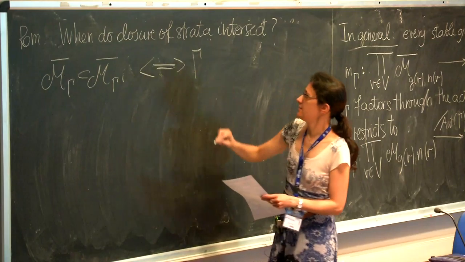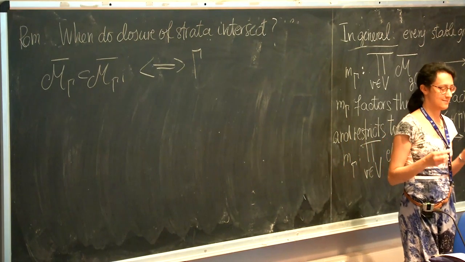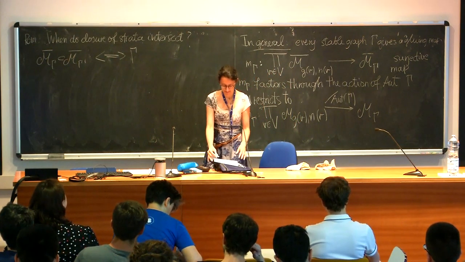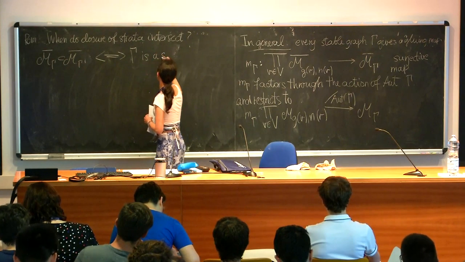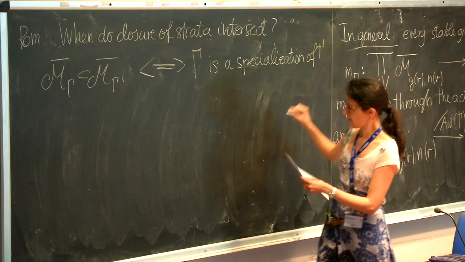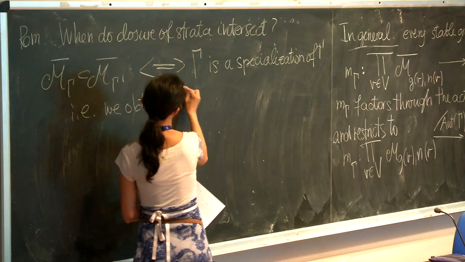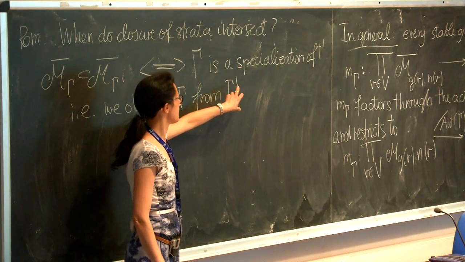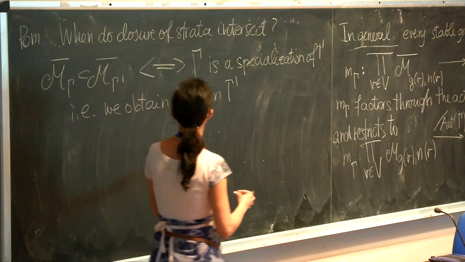Well, the idea is that if one looks at the combinatorial data, this means that the graph gamma is more complicated than gamma prime. We can produce it out of gamma prime by substituting to a vertex a stable graph of the same type. And this is expressed by saying that gamma is a specialization of gamma prime. That is, we obtain gamma from gamma prime by substituting some of the vertices of gamma prime with some stable graph with the same invariants.